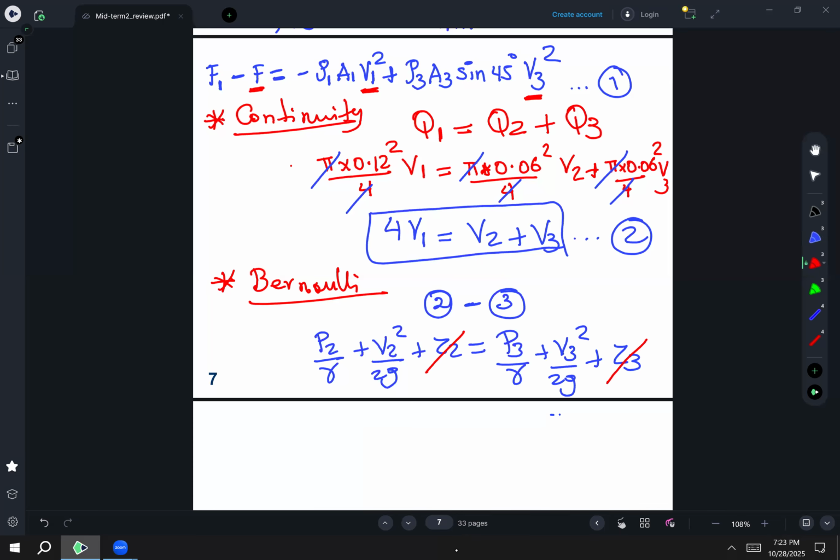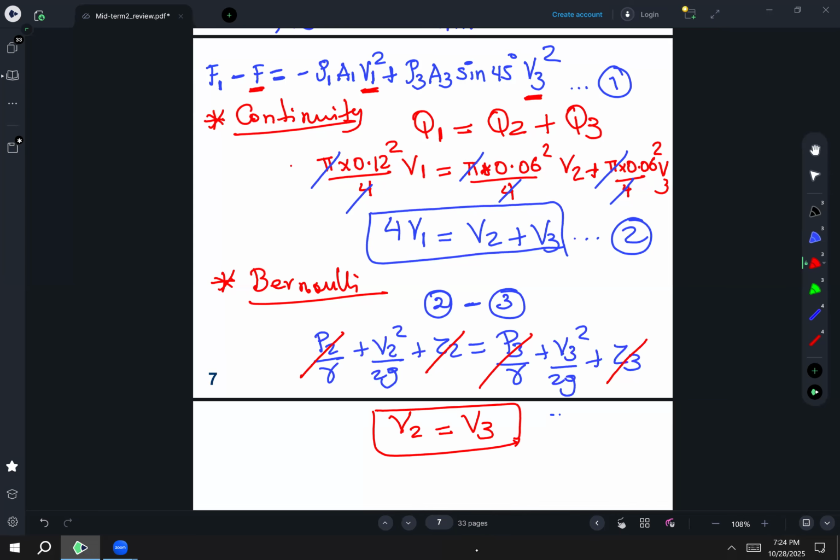Also, the pressure in 2 is equal to the pressure in 3 because both of them are open to the atmosphere. So they will cancel. So from this, we can say that velocity in 2 will be equal to the velocity in 3. The velocity will be the same. Velocity in 2 is equal to velocity in 3.